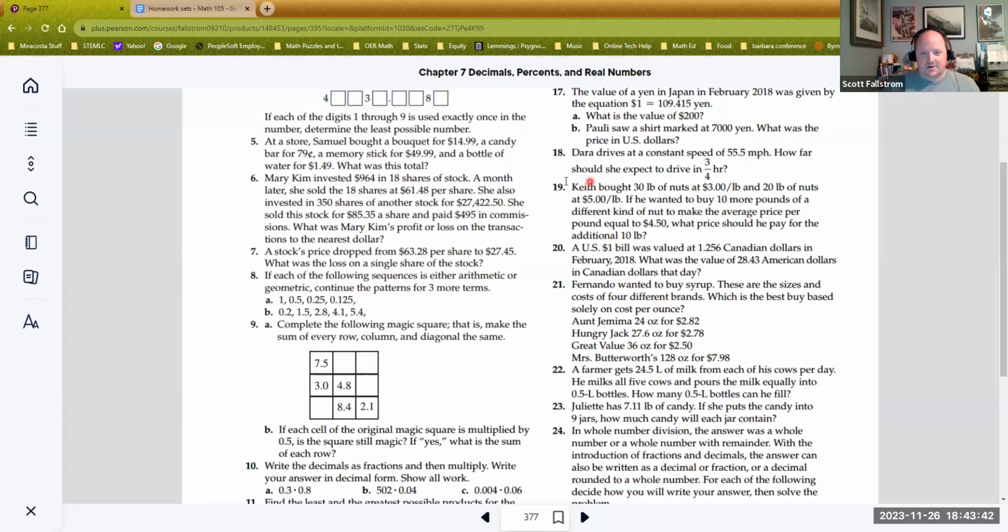Let's see here. Number 19 is kind of a good one. Might even think of it more as kind of an algebra type question. 30 pounds of nuts at $3 a pound, 20 pounds at $5 a pound. They want to buy 10 more pounds so that the average price per pound is equal to $4.50. What price should he pay for the additional 10 pounds?